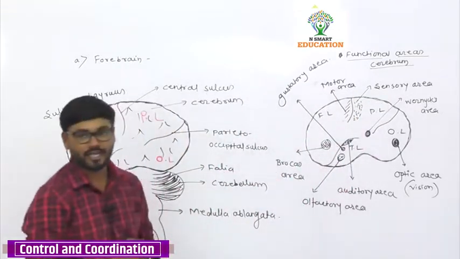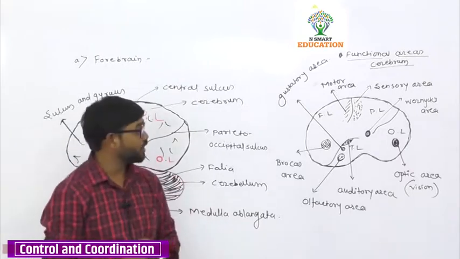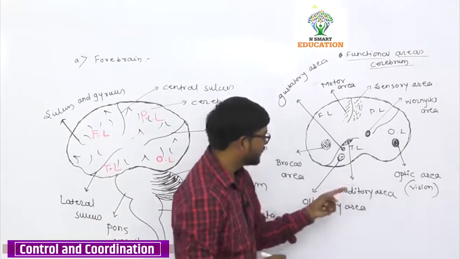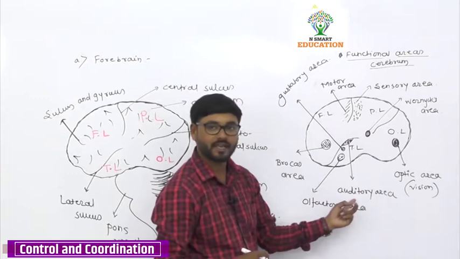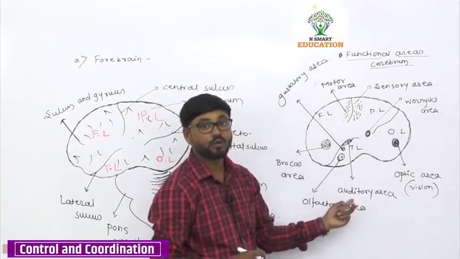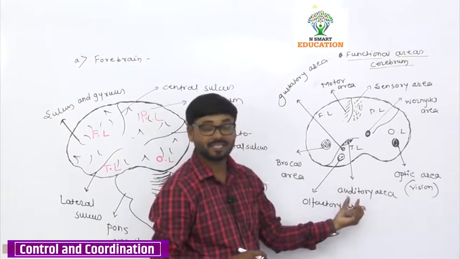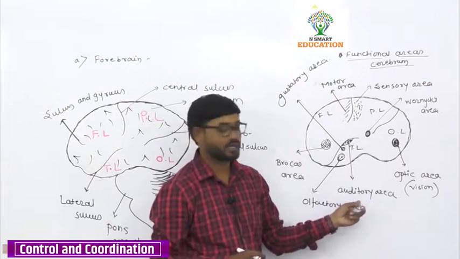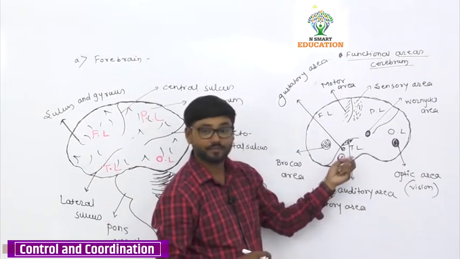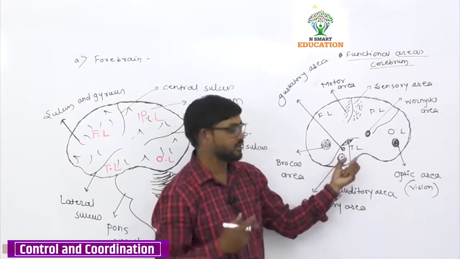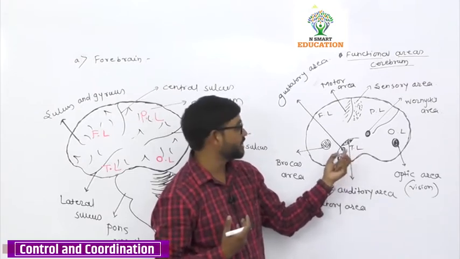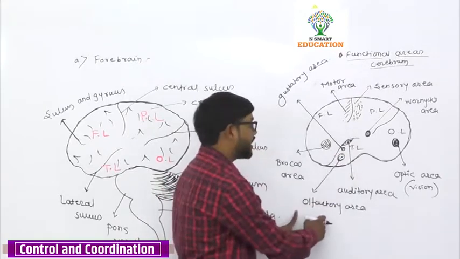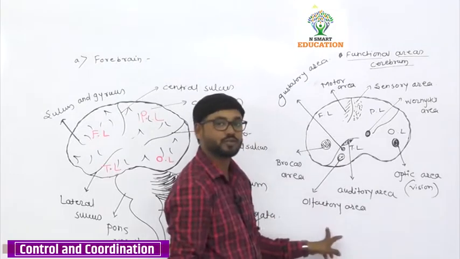You know about exactly here: the occipital lobe has the optic area, which is the mechanism of vision. Then the auditory area. In the auditory area there are three very important functions. One is tongue, that is taste. This will come in the auditory area, in the temporal lobe. Clear? So tongue means taste. Here the olfactory area is given, that is the sense of smell.